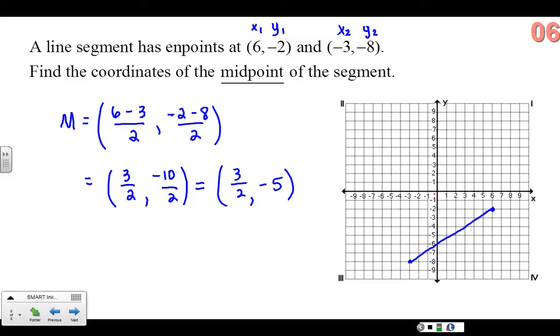3/2 means I'm going to go over 1.5. So we kind of estimate where halfway is. And then down 5, 1.5, down 5. So here is our midpoint of the segment.